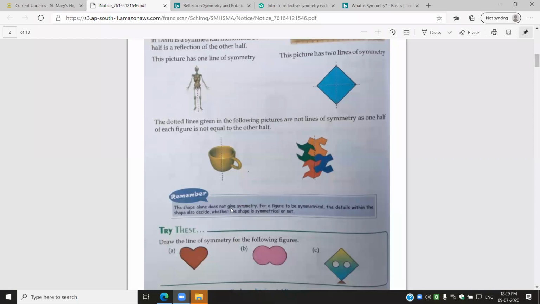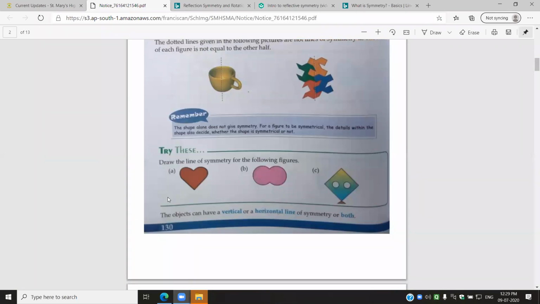Now what is given here? The shape alone does not give symmetry. For a figure to be symmetrical, the details within the shape also decide whether the shape is symmetrical or not. So you don't have to look at the shape alone. Even other details you have to look at.